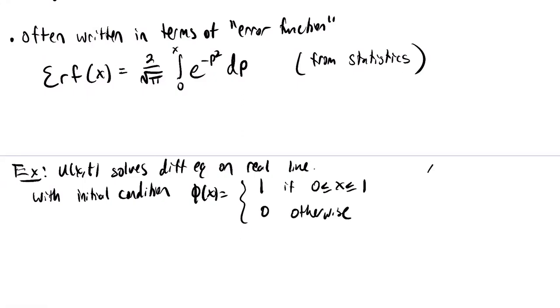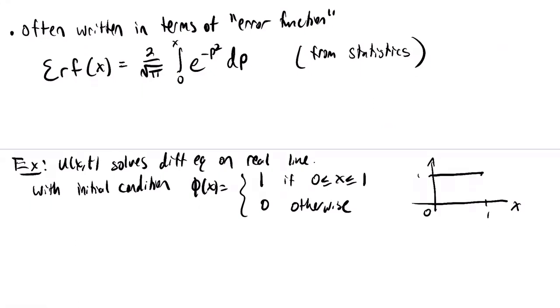If I graph this function, here's 0 and here's 1, here's the x-axis, and so the function just looks like this. It's equal to 1 if x is between 0 and 1, including the endpoints, and then it's equal to 0 everywhere else. This is sometimes called a step function because it looks like a step or something like that. Okay, and so let's plug this into our solution formula.